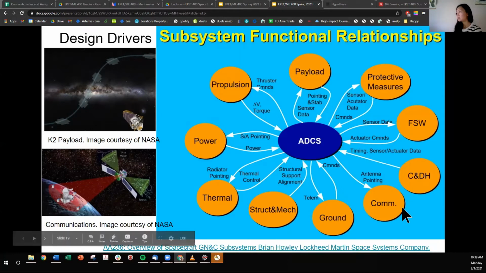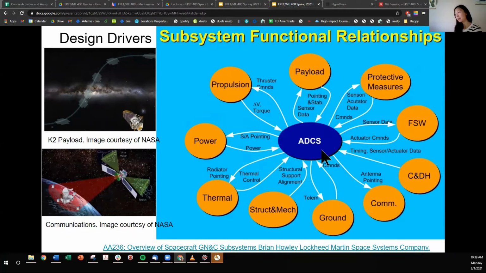So yeah, you can study that diagram. I didn't talk about how the ADCS is imposing on the other subsystems, just how the subsystems are wanting of the ADCS. So here I have an example of how the payload imparts requirements on the ADCS.